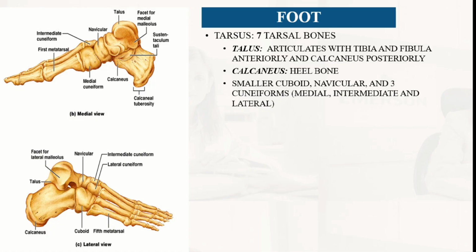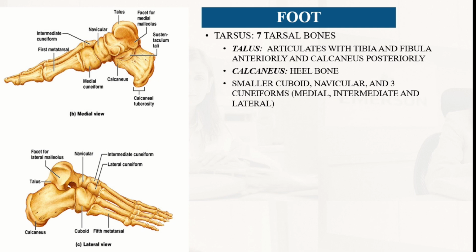Okay, so this is the foot now. So we're done with the right lower leg. Now this is the foot. The foot has the tarsal bones, which is the tarsus. There are 7 tarsal bones. We have the talus, which articulates with the tibia and fibula anteriorly and the calcaneus posteriorly. Then the calcaneus is the heel bone, and the smaller cuboid, navicular, and 3 cuneiforms: the medial, intermediate, and the lateral.